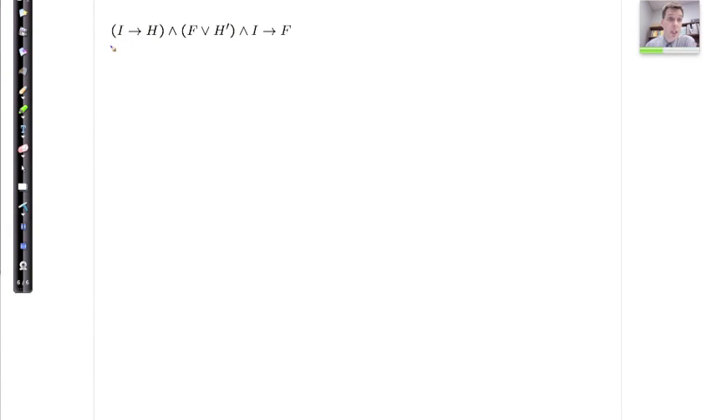Our argument has been translated into a well-formed formula with I implies H, F or not H, and I implies F. The first hypothesis is here, I implies H. We're going to refer to it as just number 1. Our second hypothesis we might refer to as number 2, and the third hypothesis is this here, number 3.